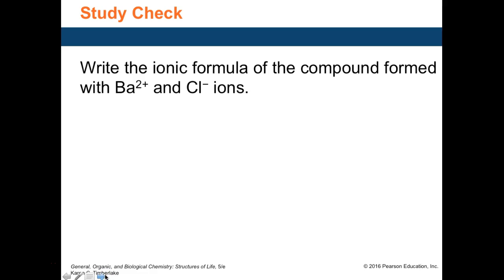So write the ionic formula of the compound of Ba2+ and Cl-, and it'll be similar to MgCl2, because you need two of these Cl- to balance out the 2+ on barium. So it would be BaCl2, barium chloride.